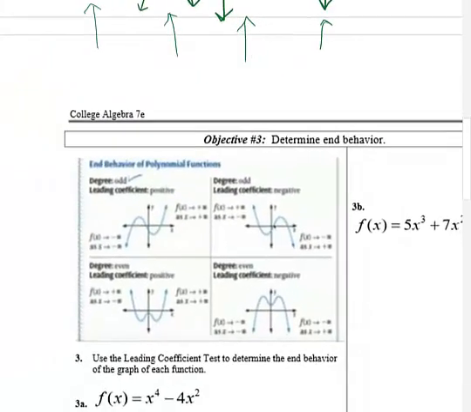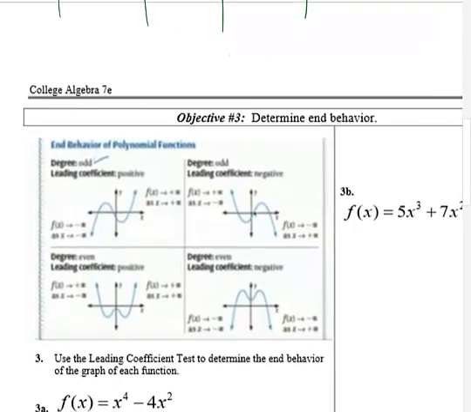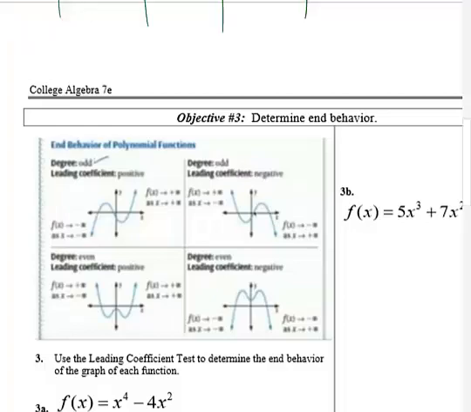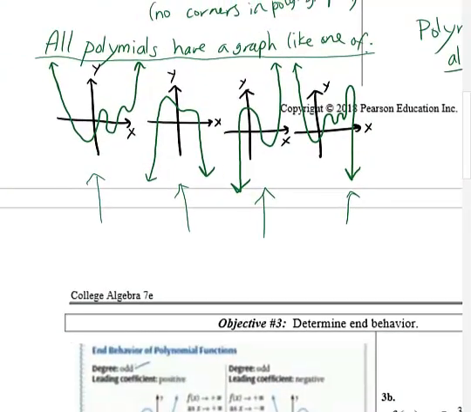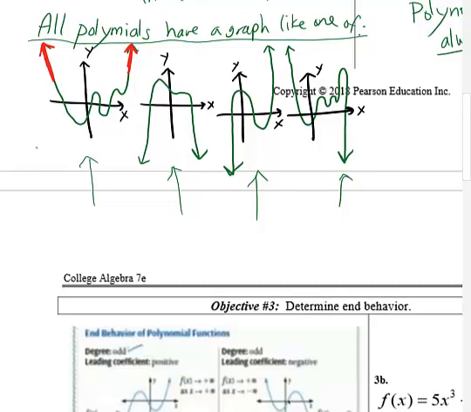Alright, next objective is to determine end behavior. I'm sorry, this little table is not beautiful looking. End behavior is where the graph goes eventually. Looking at the four graphs I drew above, the very first one goes up on both sides. That's one possible end behavior.